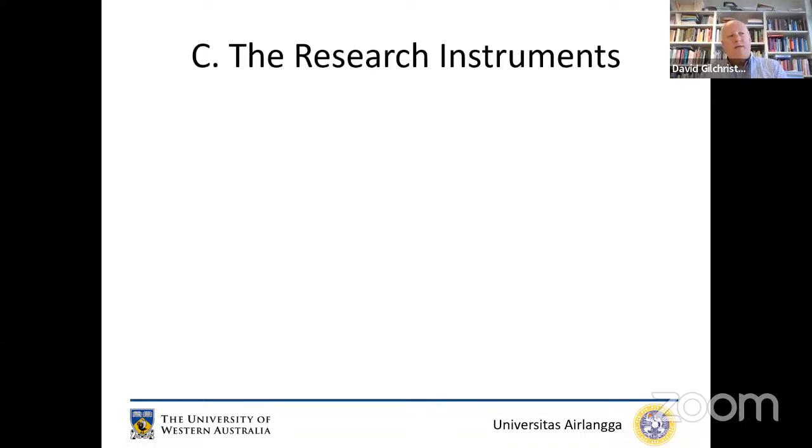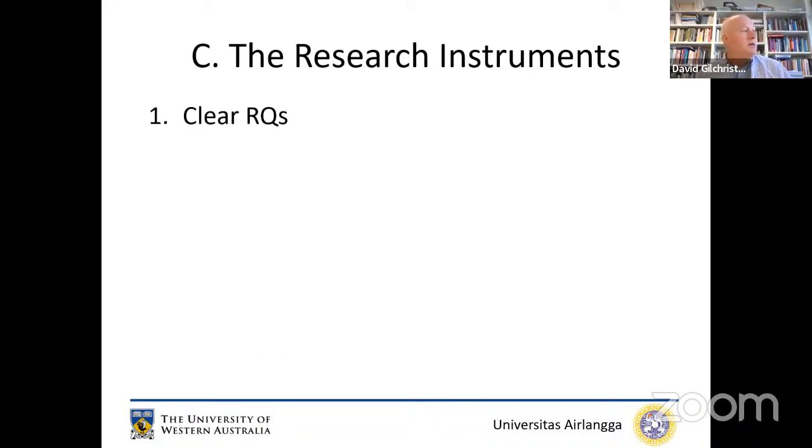So the research instruments themselves. In this section, I just want to talk about the research instruments, but probably raising some key issues that I think are important as opposed to going step by step through the process. And again, this might be something that we could discuss in another venue.